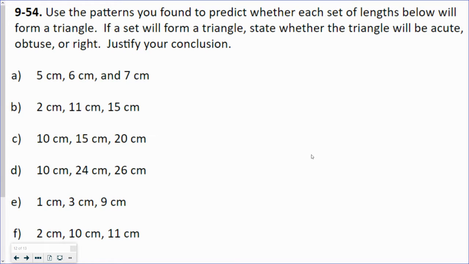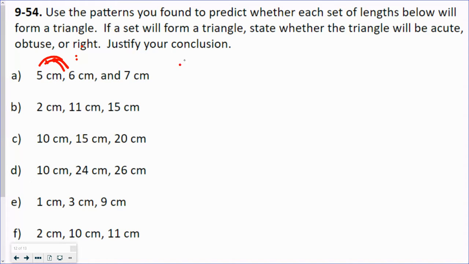Well, if I've got a 5, 6, 7 triangle, first of all, do the side lengths of the two smaller add up to more than the one I'm looking for? 5 plus 6 is 11. 11 is more than 7. So yes, this is a triangle.